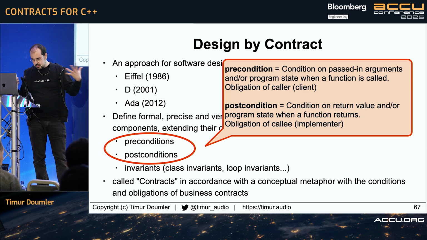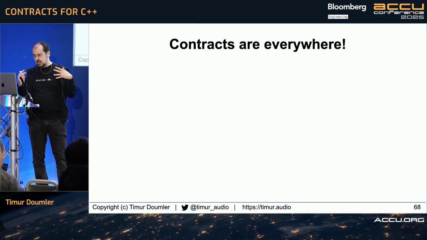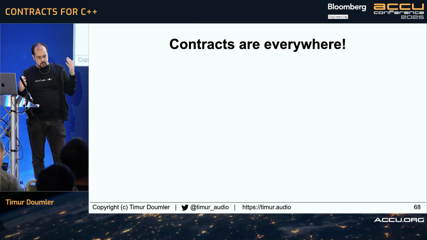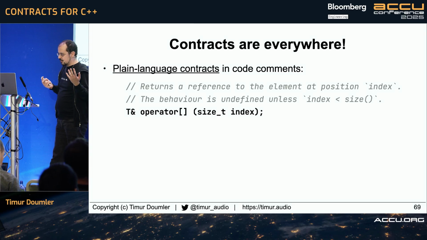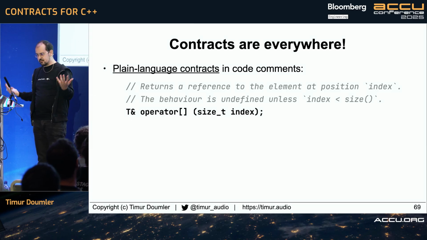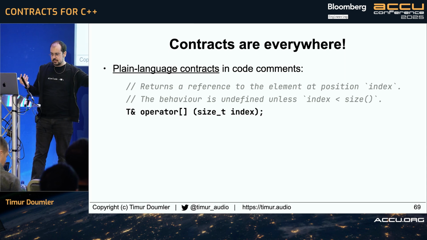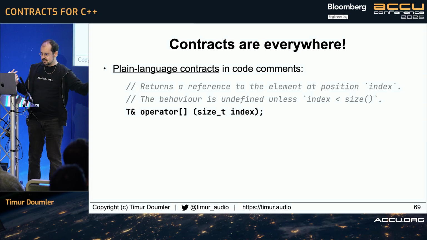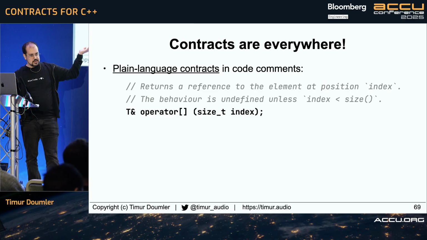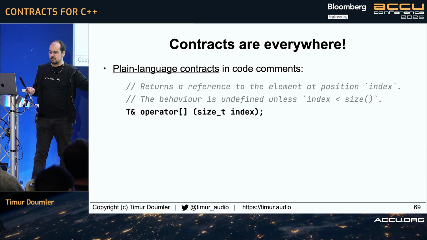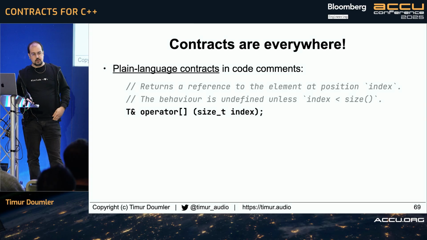This is kind of the concept of contracts, and these contracts are actually everywhere today, even without contract assertions. Most often contracts are there in the form of what we call plain language contracts, contracts that are expressed in English or some other human language, like in a code comment. Very often you have a function like vector's operator square bracket, and it says that you have a bug, and in this case, because it's C++, potentially also undefined behavior, if your index is out of bounds, right? So that's a precondition of that function. That's a contract. So it could be in a code comment.